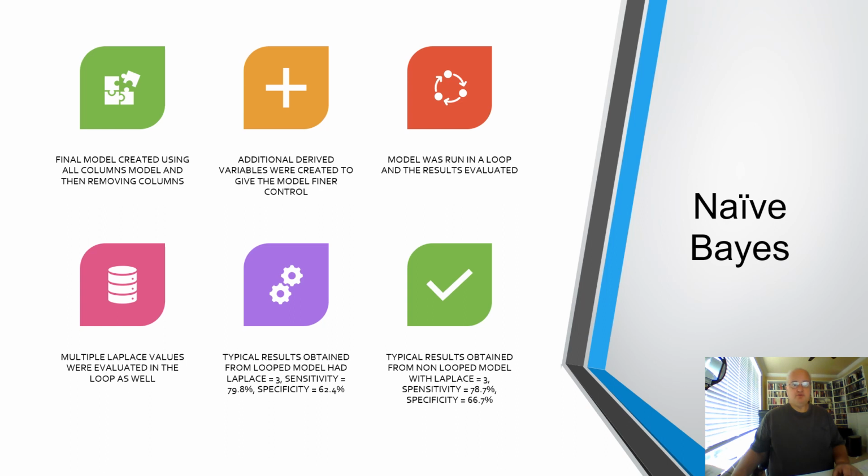Our looped model, the typical results that we obtained, we had a Laplace of 3, sensitivity almost 80%, and a specificity of 62%. For a single run of the model, we found that the Laplace, again, if it equals 3, we get our best results. Sensitivity 78-79%, and specificity about 67%.